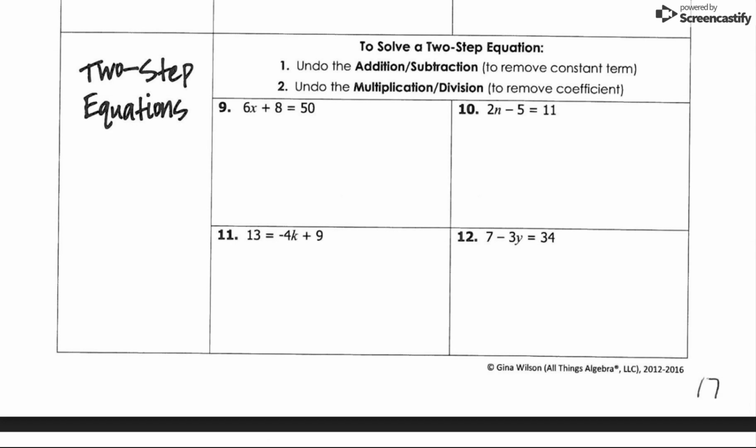So number 11, I'm trying to get k alone. Got to get rid of this plus 9 before I can divide by negative 4. So the opposite of plus would be minus. 13 minus 9 is 4. And then even though this is minus 4, when there's a variable directly behind, it's still multiplication. Some people like to add this 4 over, but it's really negative 4 times k. Because if there's a variable right behind it, it's multiplication. So I really want to divide by negative 4. So I get negative 1 equals k.